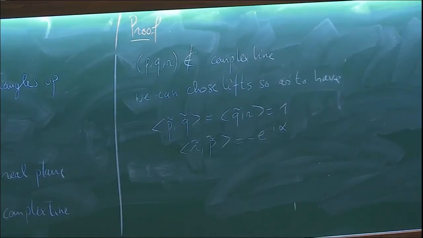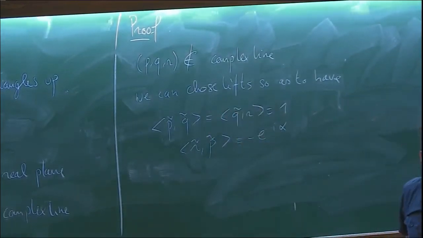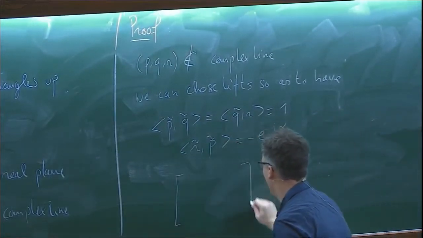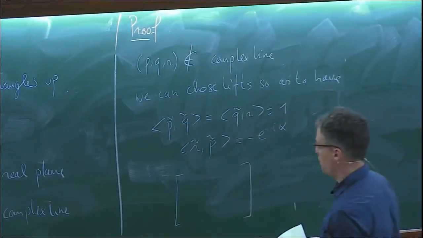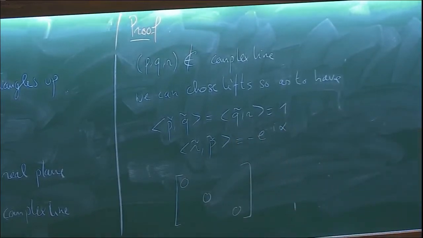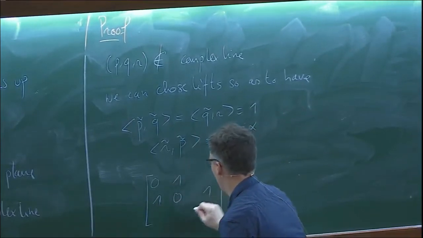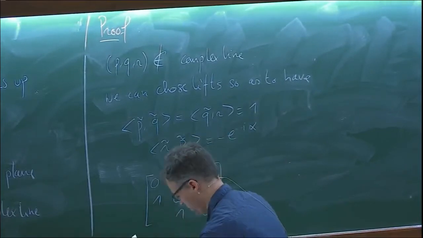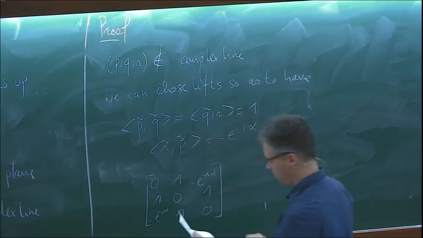And now, this is a basis, because this guy doesn't live in a complex line. And if you look at the matrix of this Hermitian form in this basis, then because our points are on the boundary, their self bracket is zero, and then I get 1, 1, 1, 1, e to the I alpha, and minus e to the I alpha. Sorry, I have a minus here.